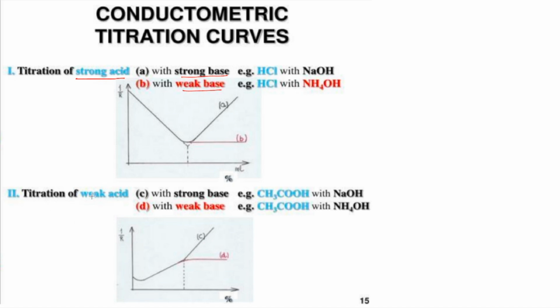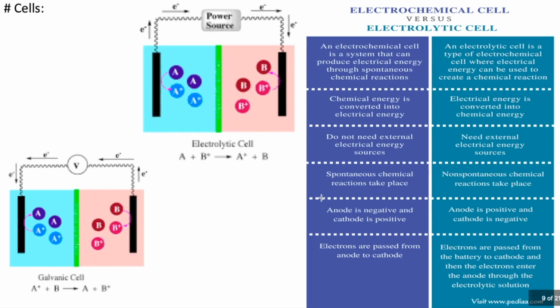Next we have titration of weak acid. Let's say we are titrating weak acid with a strong base. That is represented by this black line over here, whereas titration of weak acid with weak base is represented by this red line over here. Examples are again represented here.